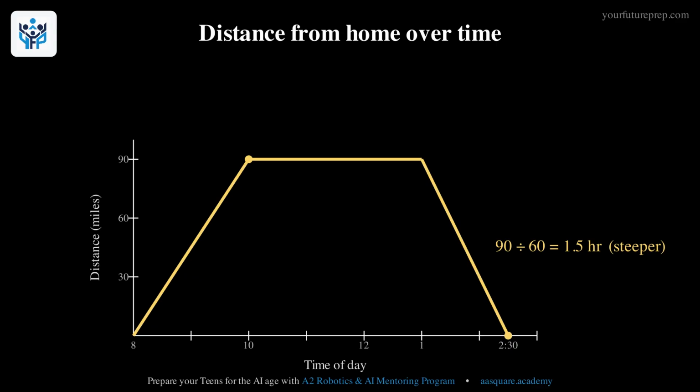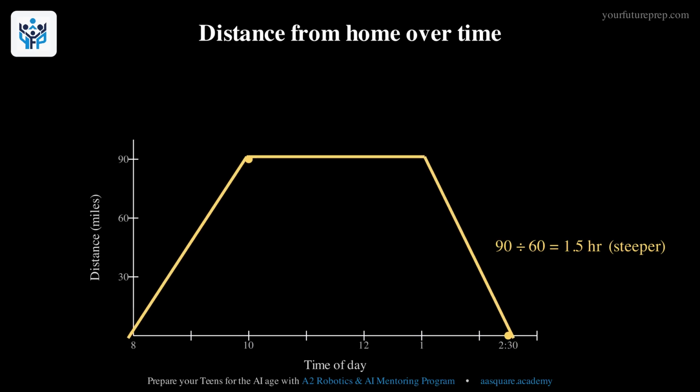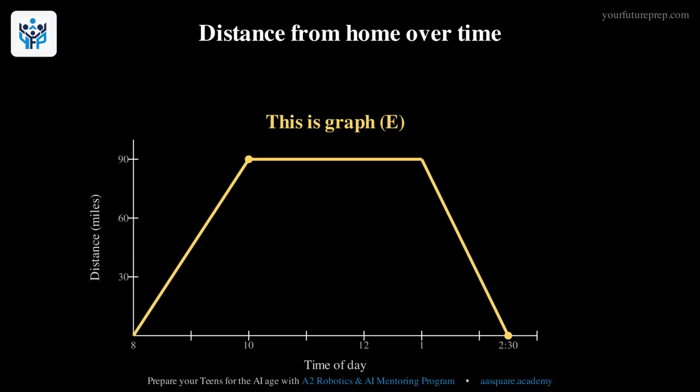This line is steeper than the trip out, so the graph rises to 90, stays flat, then drops steeply back to 0. That matches answer choice E. The answer is E.